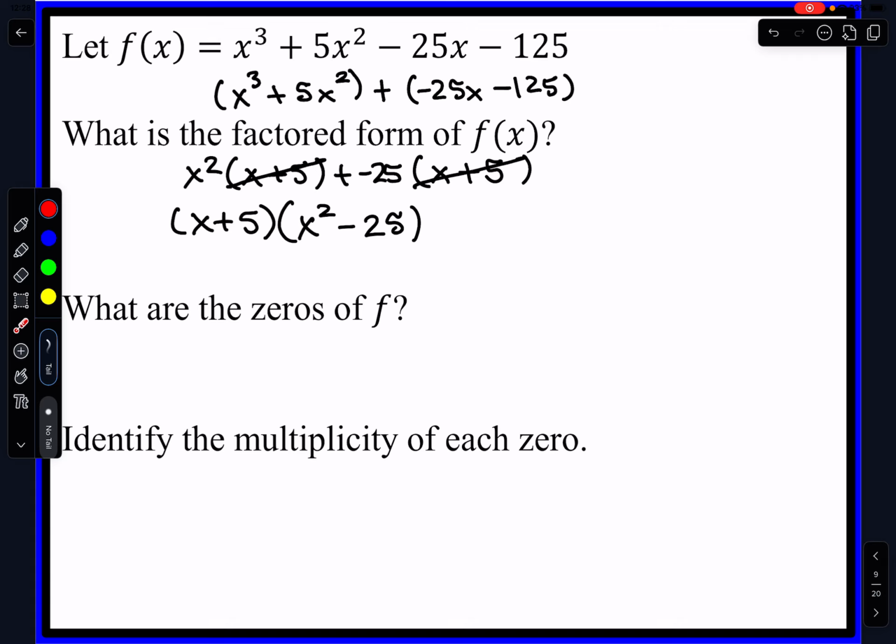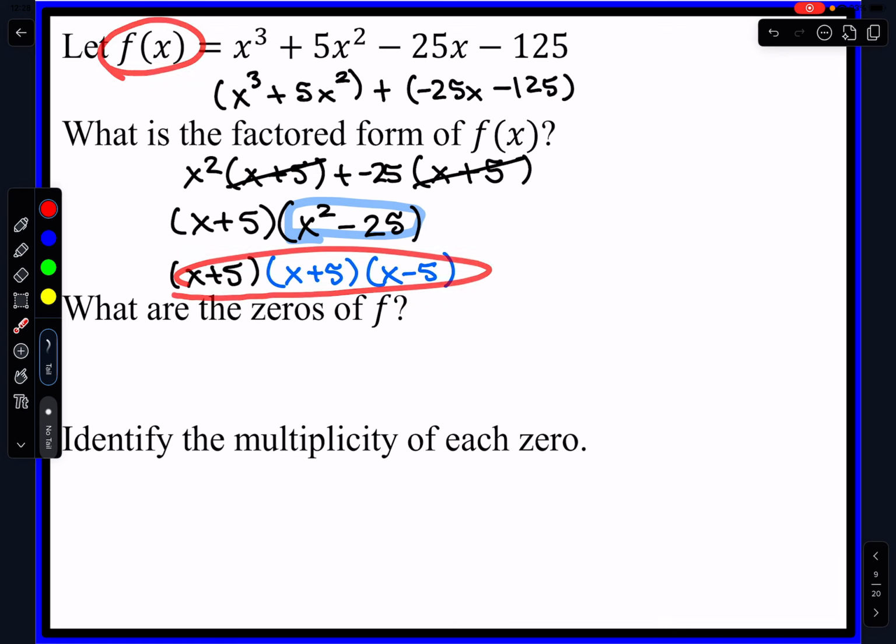Now I would normally stop right here, but you'll notice that the second factor that I have here, x squared minus 25, is a difference of squares. So I can rewrite that part, and let me highlight it in blue. I can rewrite that as the following factors. By a difference of squares, this is going to break up as x plus 5 and x minus 5. So here's the complete factored form to our polynomial function.